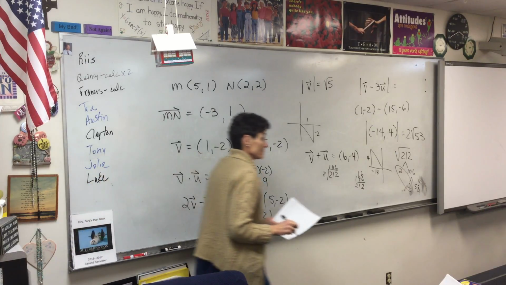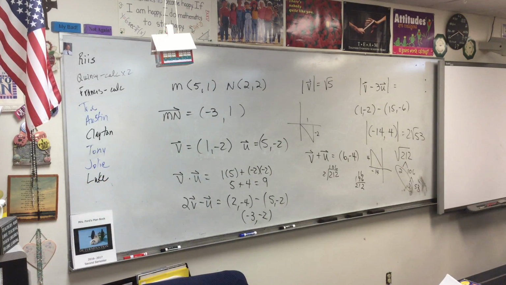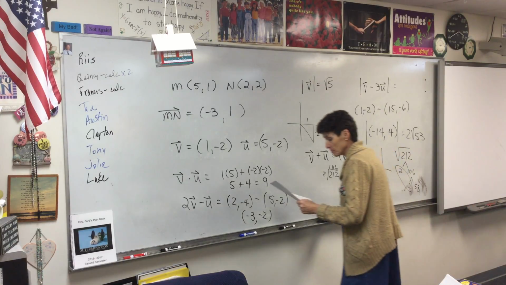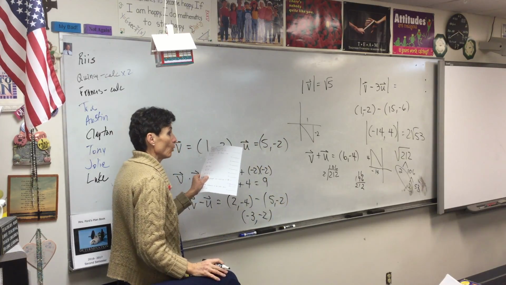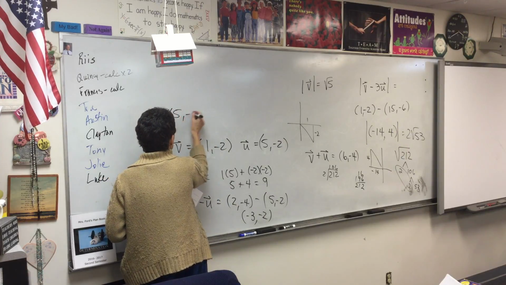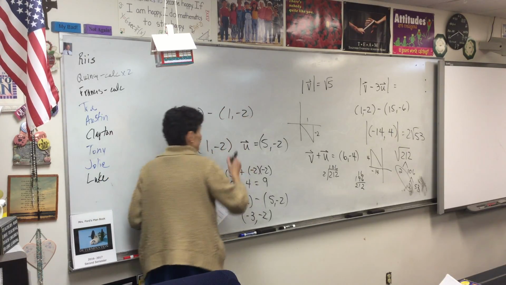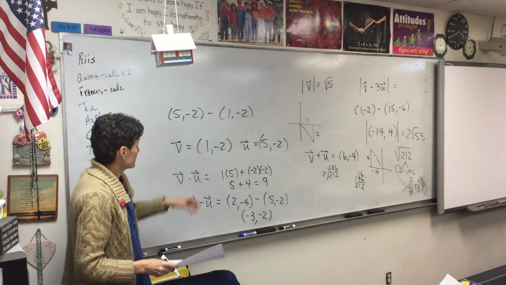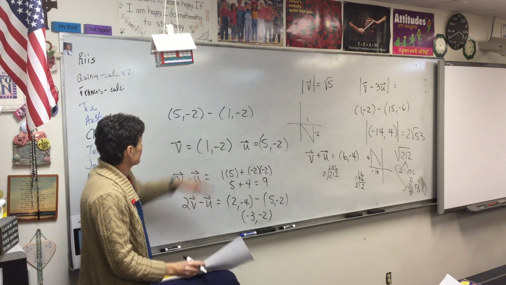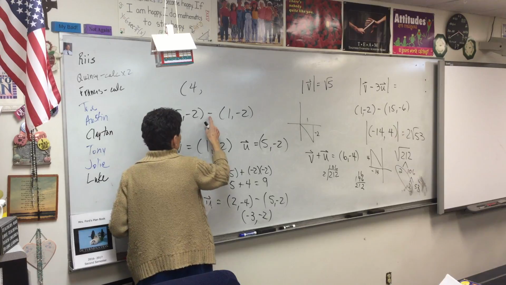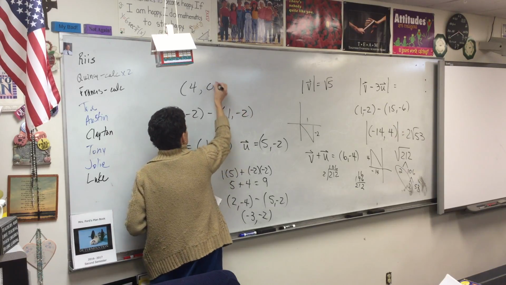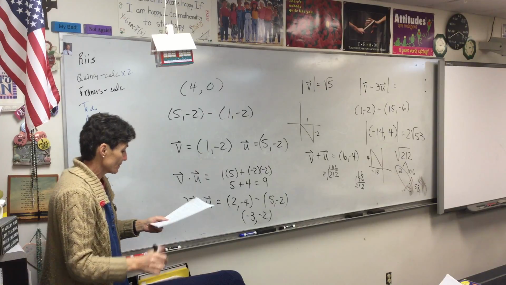Anybody have a question about that? Did I make a mistake? Like, did I do okay? All right, one more in this section. We have to do U minus V. Okay, now, be careful on the order there. It's U minus V. So make sure you're subtracting in the right order. So U minus V. All right, so here we go. 5 minus 1. Negative 2 minus negative 2. That one's 0. There you go. So that's the answer to F.